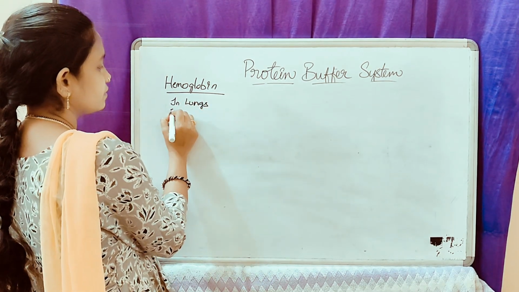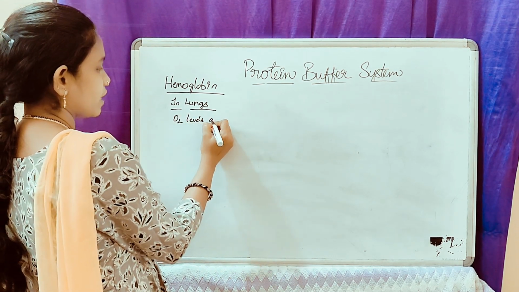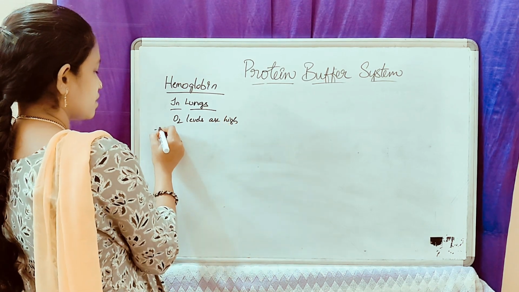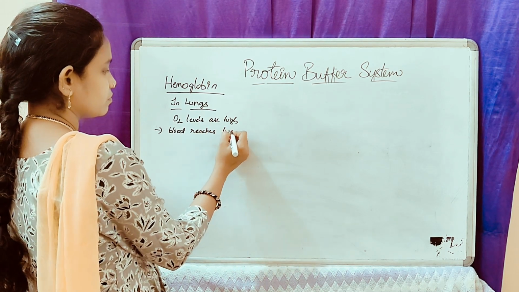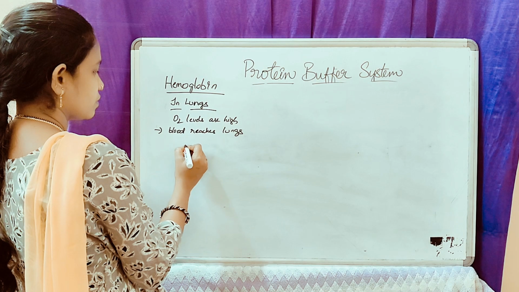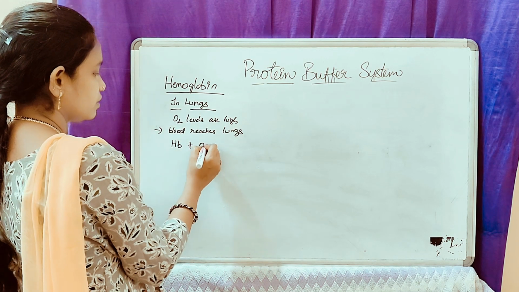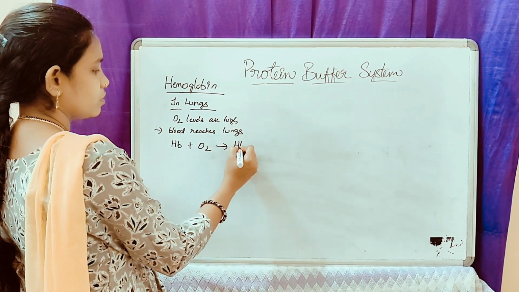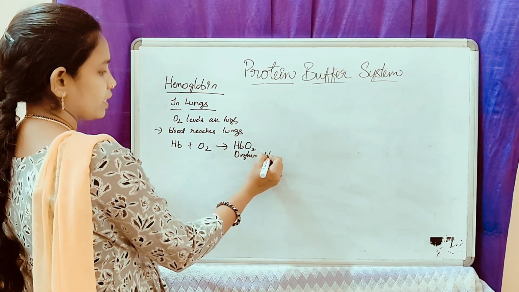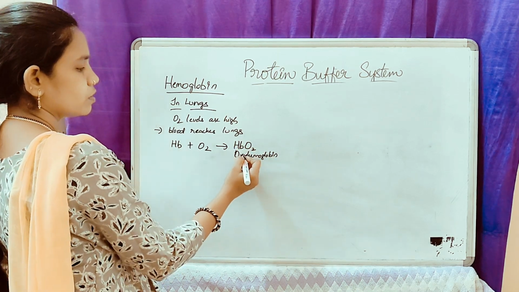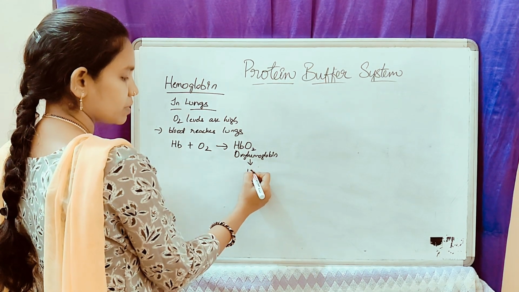What will happen in the lungs? Already oxygen levels are high, and when the blood reaches the lungs, what will happen? Here the oxygen binds to the hemoglobin to form oxyhemoglobin, and this change in the shape of the molecule results in losing its affinity for H plus ions.